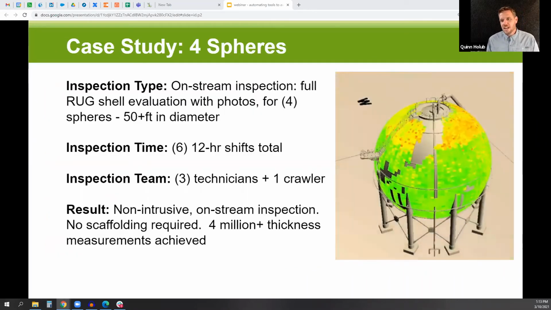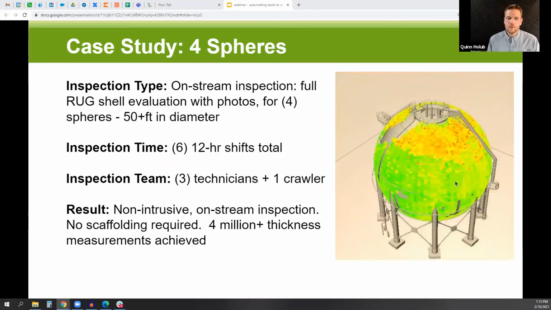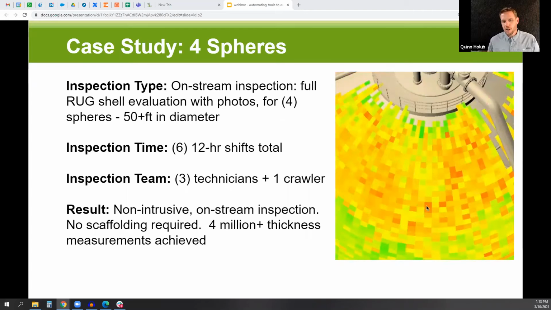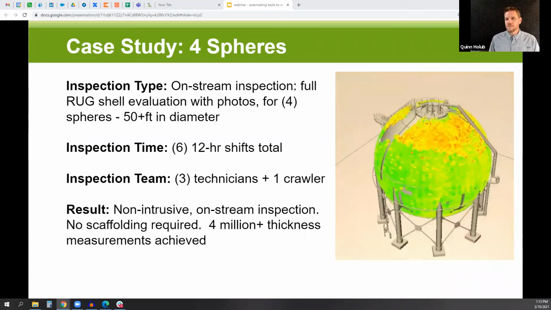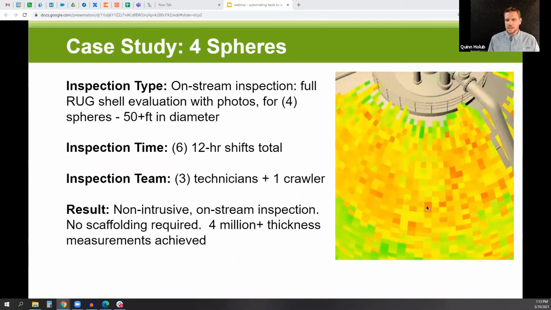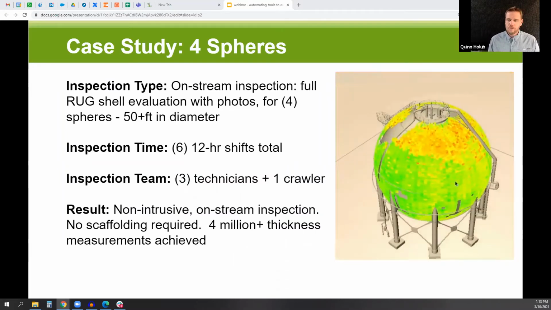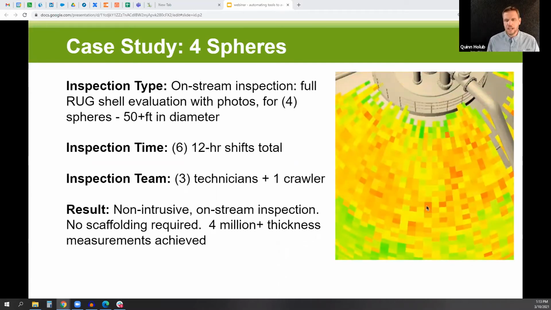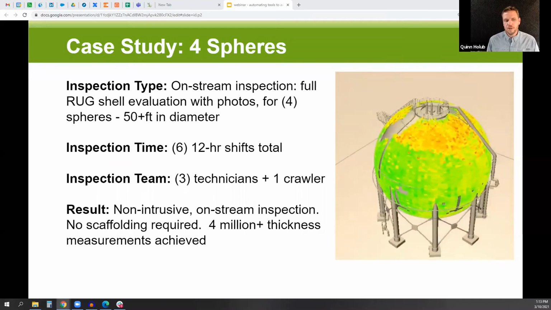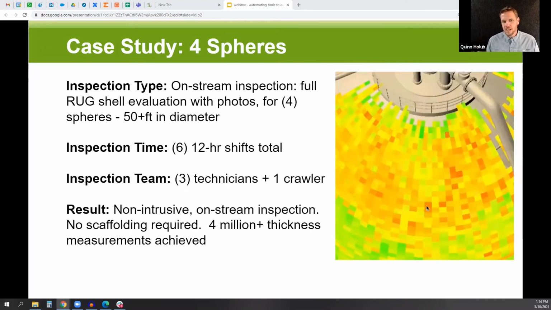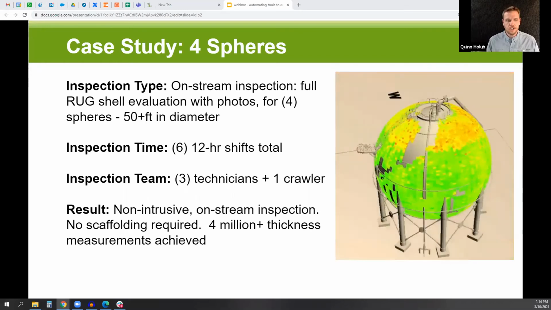Now, here's a case study where we were specifically answering the question of, are we still safe regarding our wall thickness, or do we still have enough metal thickness to meet our requirements? This was an inspection where we inspected 4 spheres over 50 foot in diameter. One, I believe, was just a little bit over 70 foot in diameter, but we collected a minimum of 4 million unique XY coordinated measurements on the entire scope of work.